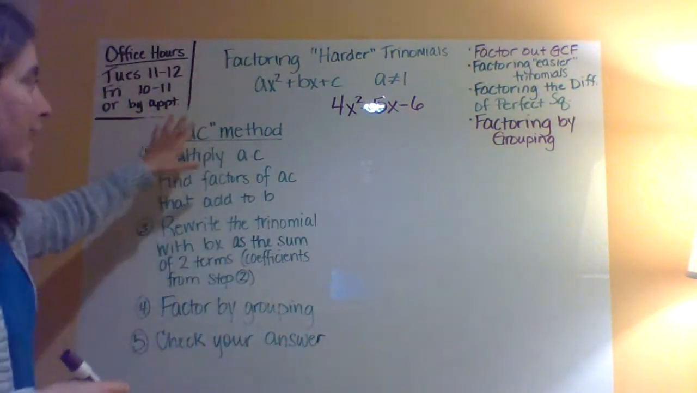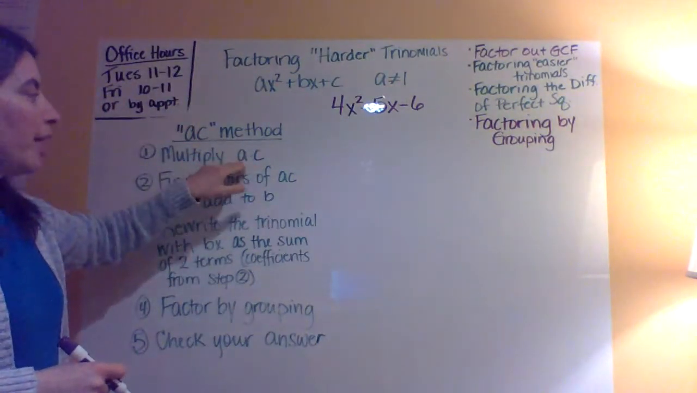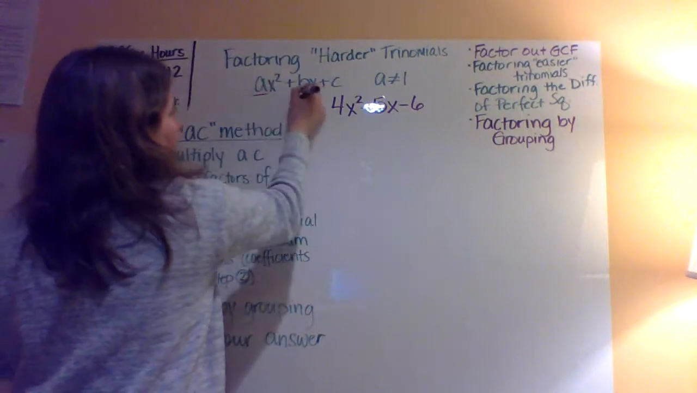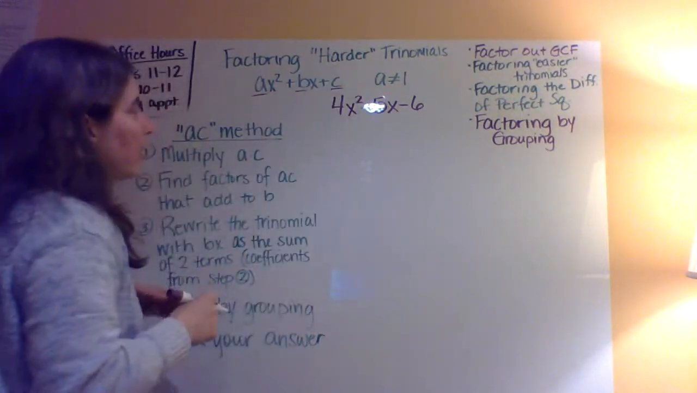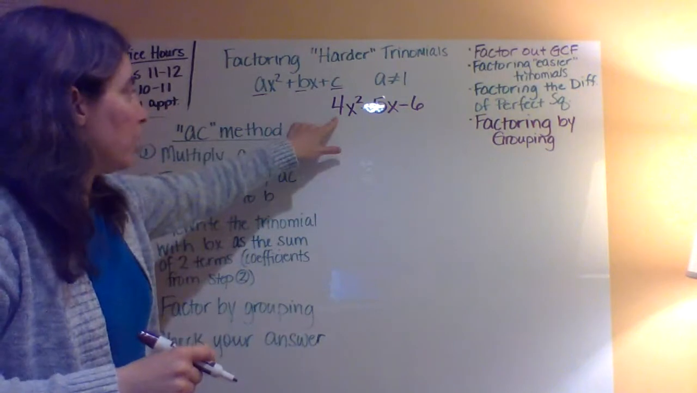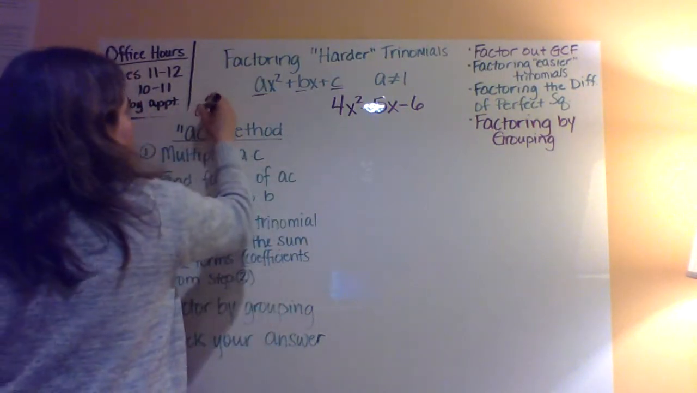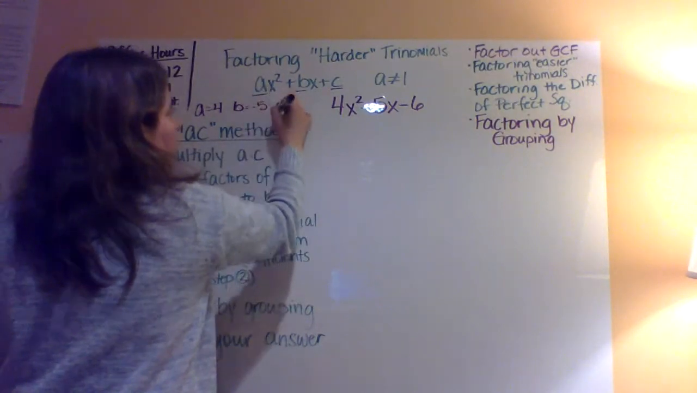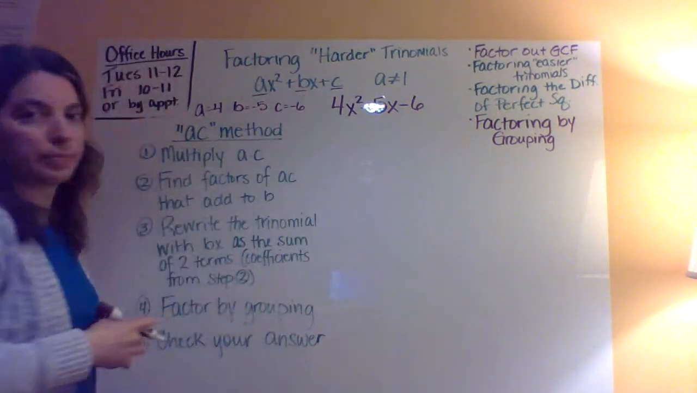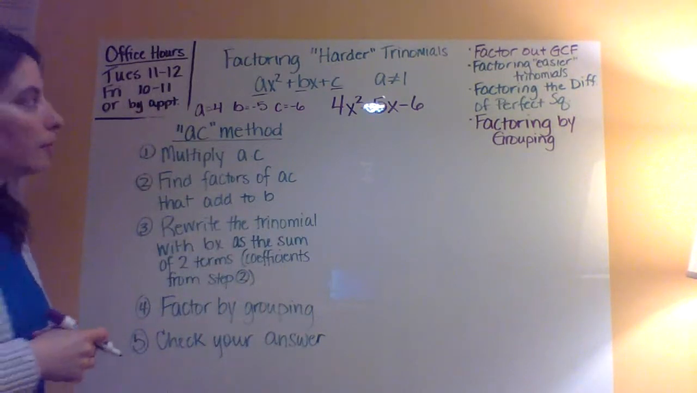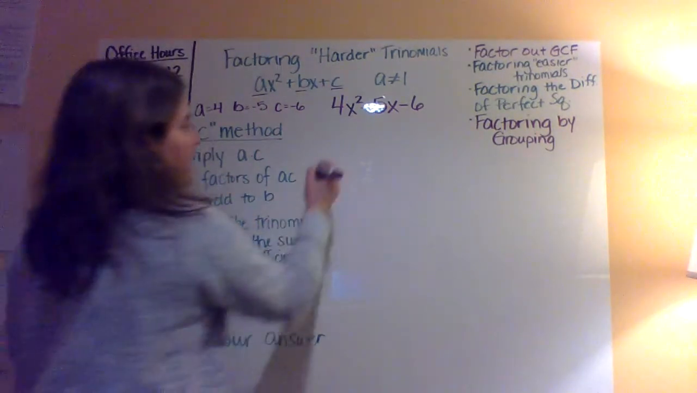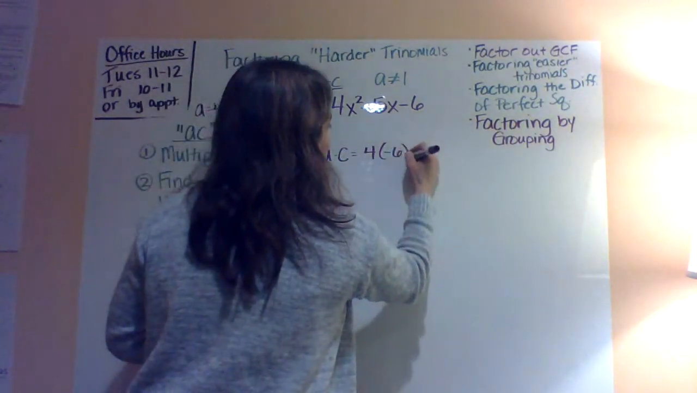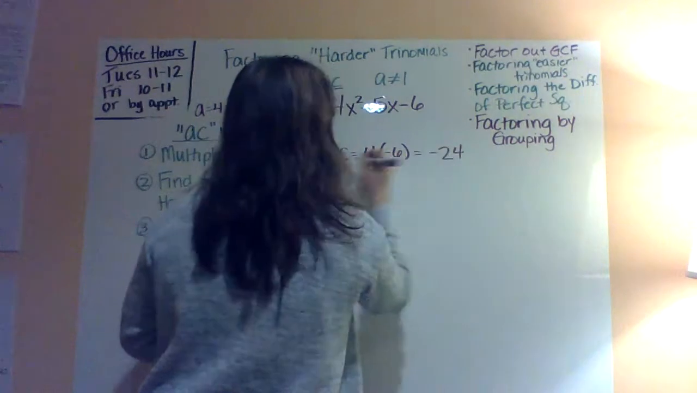So this is called the AC method because we start out by multiplying A times C. Now, what do we mean by A and C? Well, here's my A, here's my B, and here's my C. So A is 4 in this case, B is negative 5, C is negative 6. So let's multiply A times C. A times C in this case is 4 times negative 6, which is going to be negative 24.